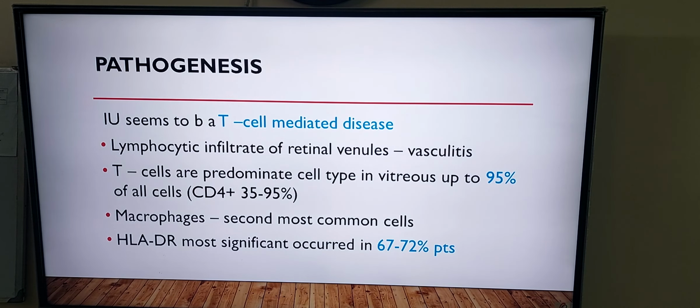Intermediate uveitis seems to be a T-cell mediated disease. Lymphocytic infiltrates of the retinal venules cause vasculitis. T-cells predominate at about 95%, while macrophages are the second most common cells. HLA-DR occurred most significantly in 67 to 72% of patients.